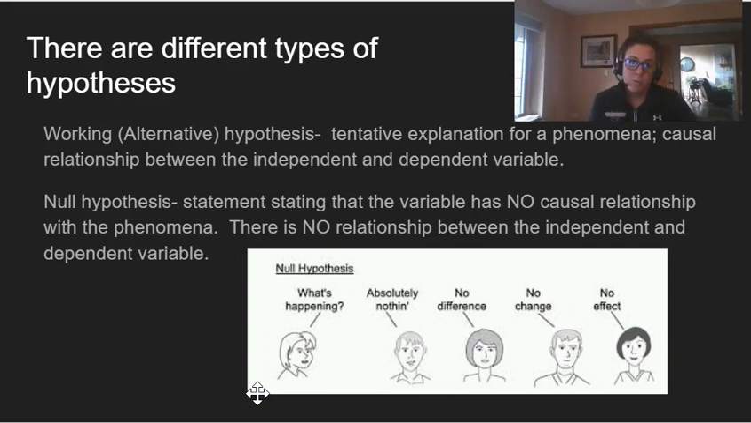What we normally make are what we call either working or alternative hypotheses, so it's an alternative to the null. For an alternative hypothesis or a working hypothesis, normally we make some type of observation, we see some type of phenomenon, and we make some tentative explanation that explains why that happens. That's called our working or our alternative hypothesis.